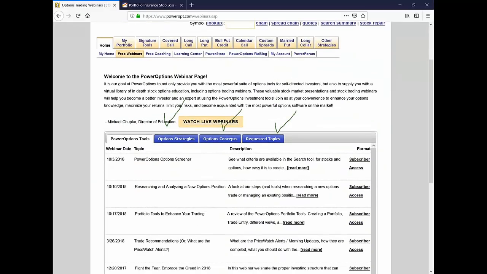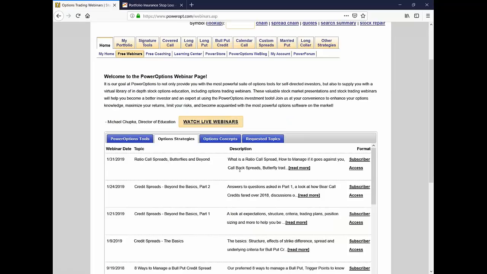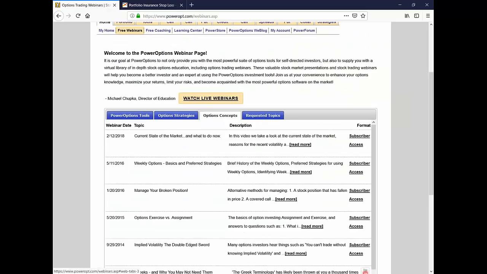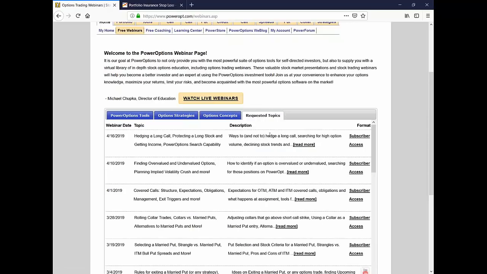You can go through the various archives that we have for the PowerOptions tools, options strategies, tips on managing positions, rolling and adjusting positions, and more. Options concepts, just some basic thoughts on weekly options, fixing your broken stock or broken position, exercise versus assignment, and more. And of course, all of our standard open discussion presentations, whether they be Friday or our special editions when the market's closed on Friday, you can access in the requested topics.